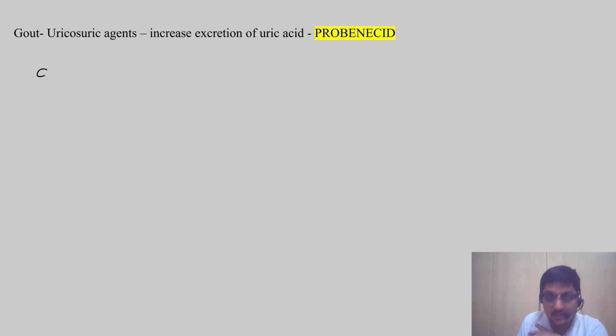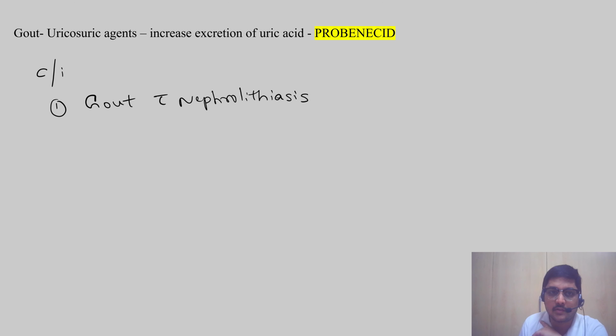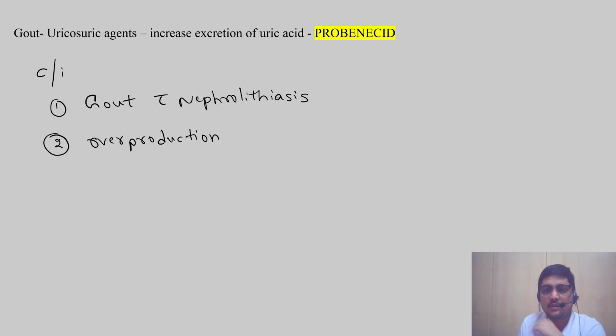And there are some contraindications which we should remember for lesinurad. The first contraindication is, yes, if a gout patient is having nephrolithiasis, don't give probenecid. Okay, what is the other contraindication? Yes, when there is any overproduction of uric acid. When uric acid production is normal, but there is some problem with its excretion or elimination, then we can use this probenecid. But if the fundamental production of uric acid itself is more, then don't give probenecid.